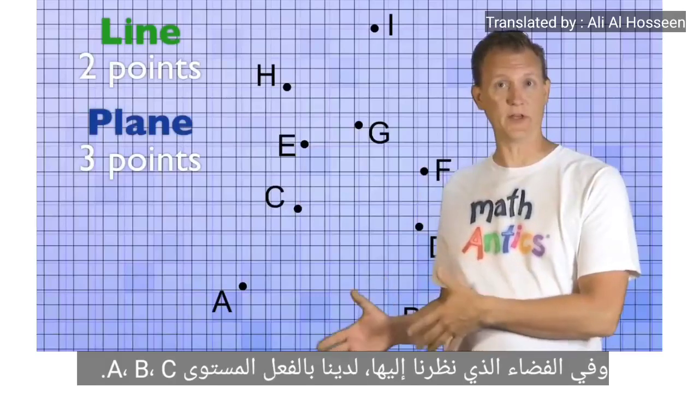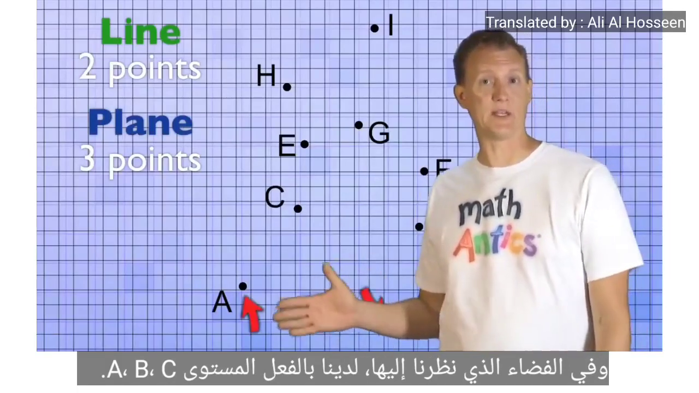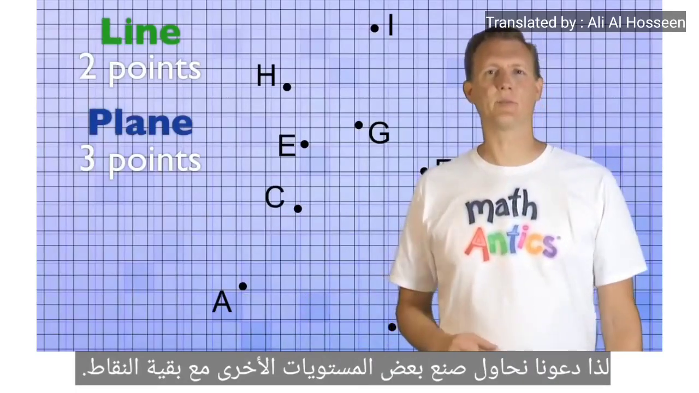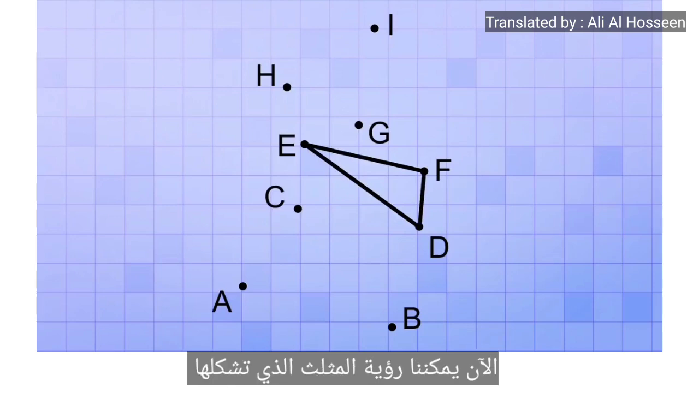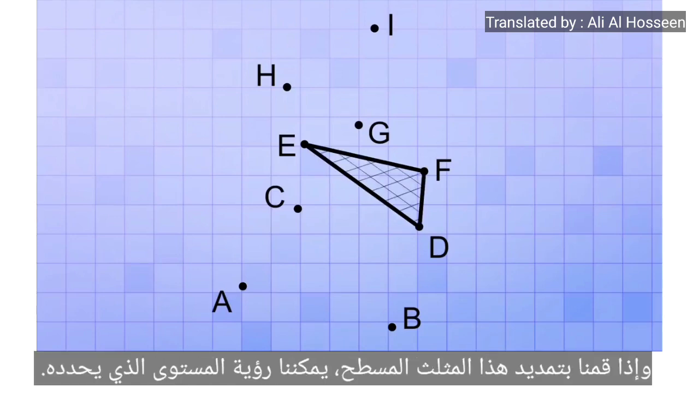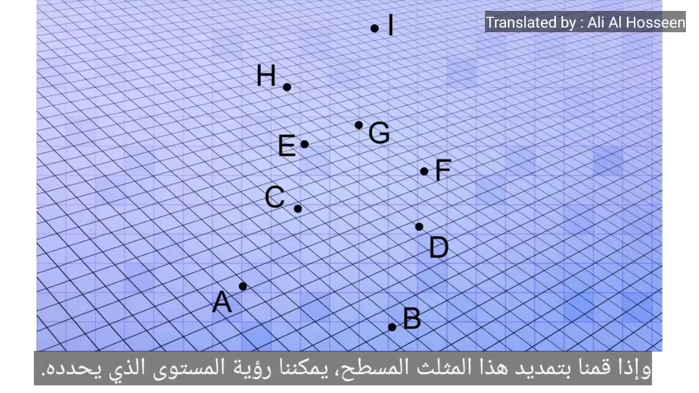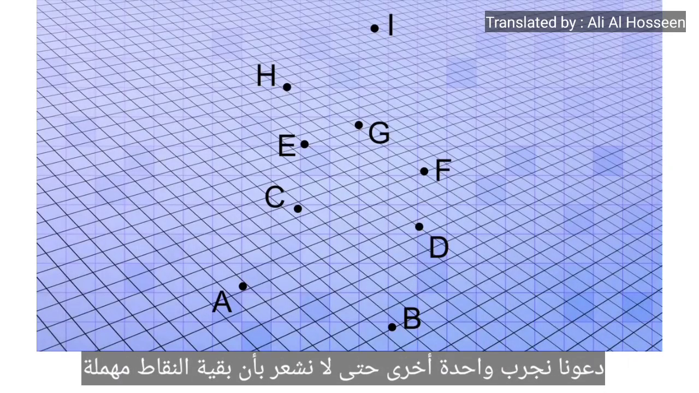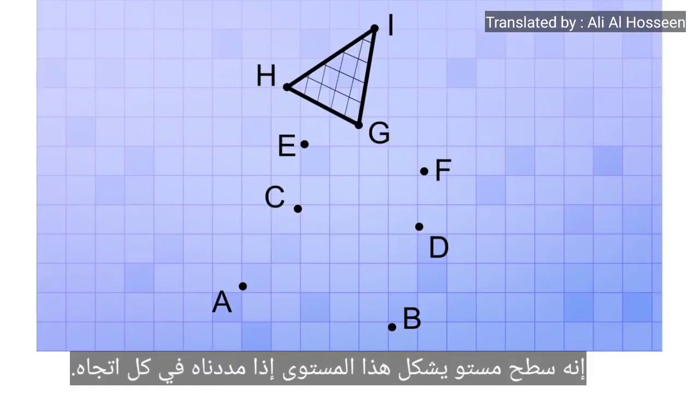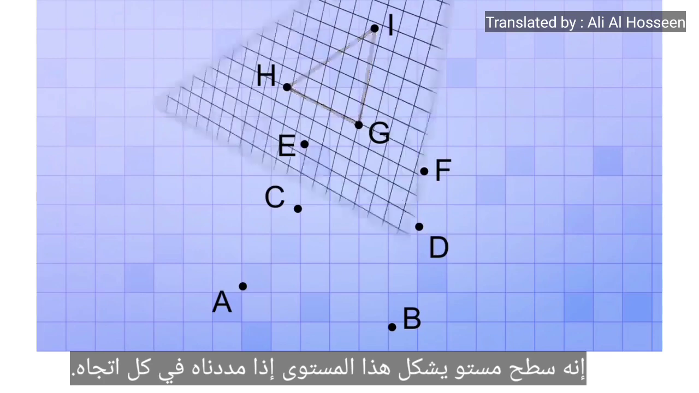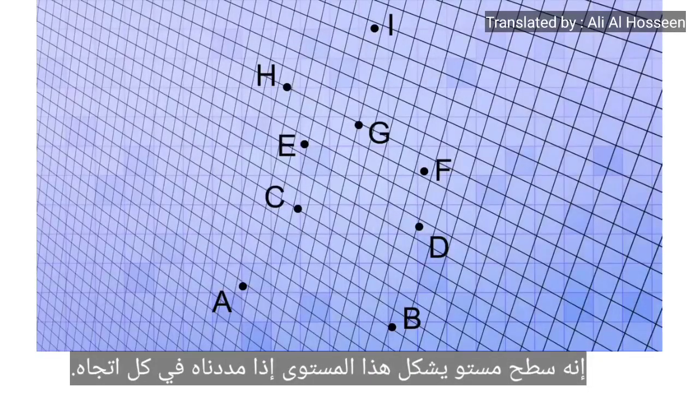And in the space we've been looking at, we already have plane ABC. So let's try making some other planes with the rest of the points. We can choose any 3 points that we want to. Let's join D, E, and F. Now we can see the triangle they form, and if we extend that flat triangle, we can see the plane that it defines. Let's try one more so the rest of the points don't feel left out. Let's join G, H, and I. There. Now they form this triangle, a flat surface that forms this plane if we extend it in every direction.